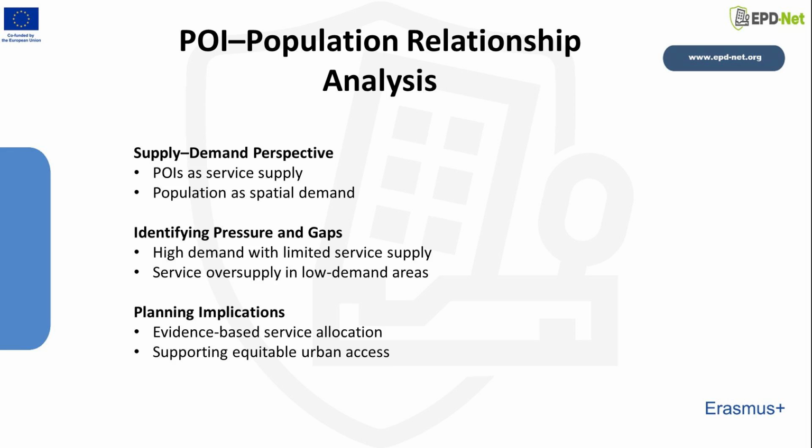By analyzing this relationship, planners can identify areas where high population demand is served by a limited number of facilities, creating pressure zones. Conversely, areas with low population but high service concentration may indicate inefficient allocation of resources.